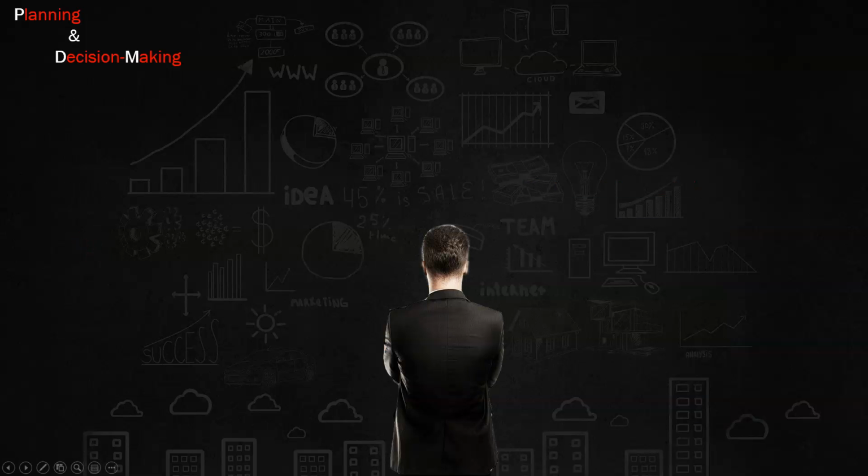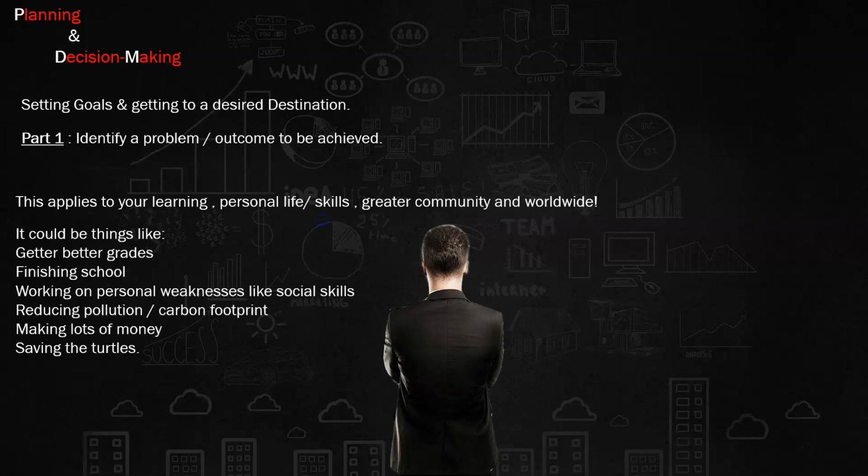In this lesson, we're looking at planning and decision making, and we're focusing in particular on things like setting goals and how we establish those kinds of things. So step one, or part one to this, is to identify a problem. It could be an outcome to be achieved, or it could be an actual problem that needs to be solved. This applies to your learning, your personal life, your personal skills, the greater community, and just worldwide, the global network.